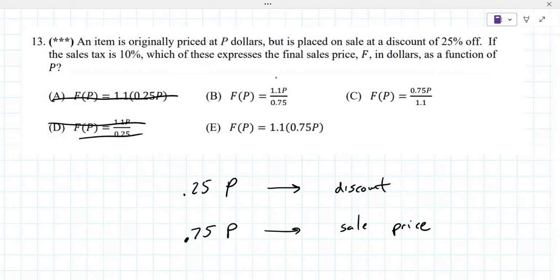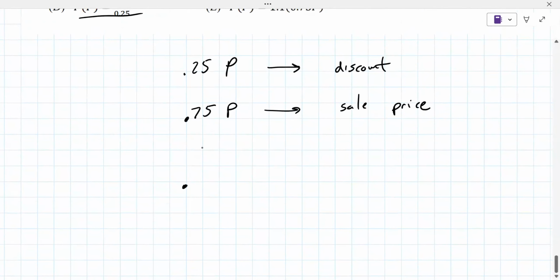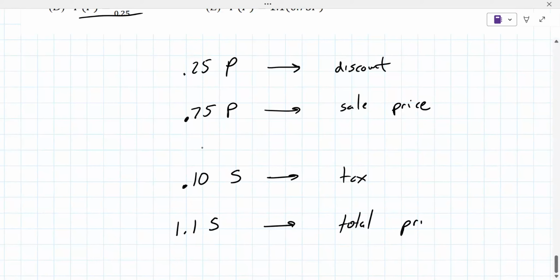All right, now the next thing says if the sales tax is 10%, which of these expresses the final sale price F in dollars as a function of P? Basically, how do you get to the new price? And it's kind of the same situation. If you take 10% of the sale price, that gives you the tax. If you want the full amount, 1.1 times, that's the total price, including the tax.